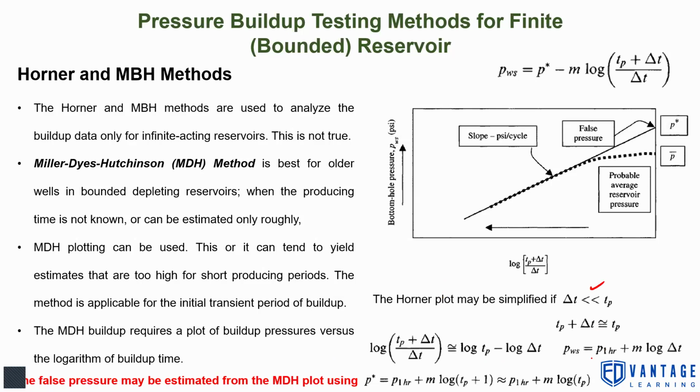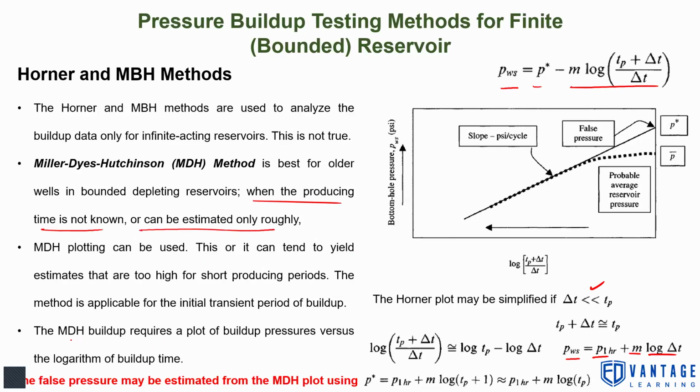So this plot will now be PWS equals P1 hour plus M log delta T, whereas in the Horner plot, it is PWS equals P star minus M log of (TP plus delta T) by delta T. So this is the difference between Horner and MBH. MBH is a more realistic way to give us the prediction of the reservoir parameters when the producing time is not known or can be estimated only roughly.